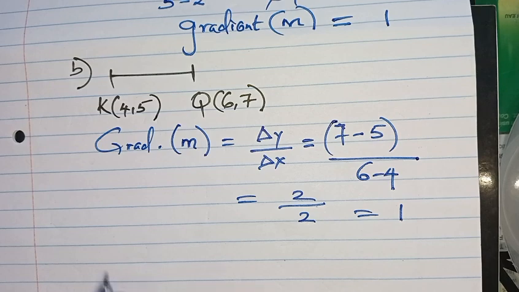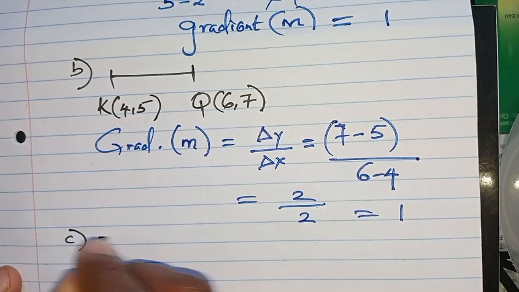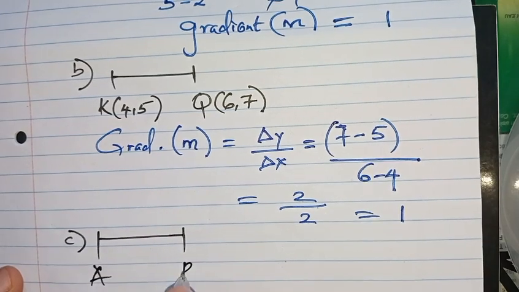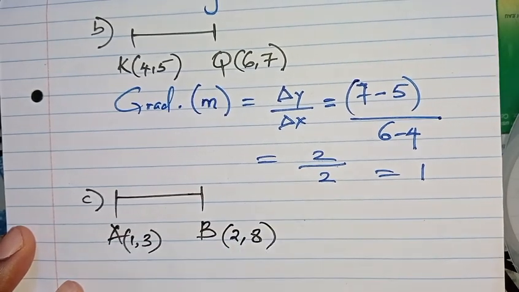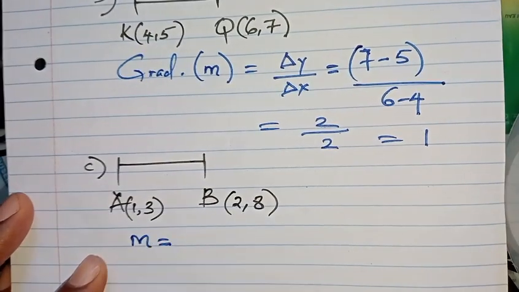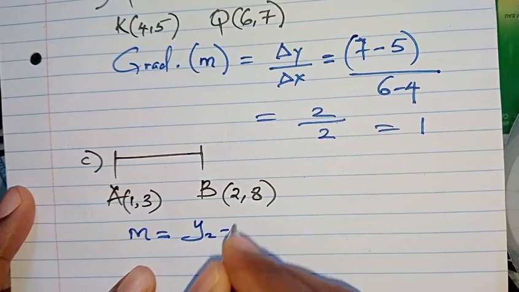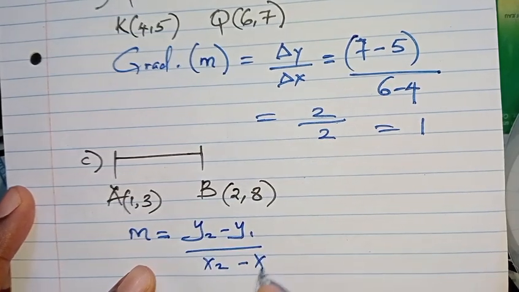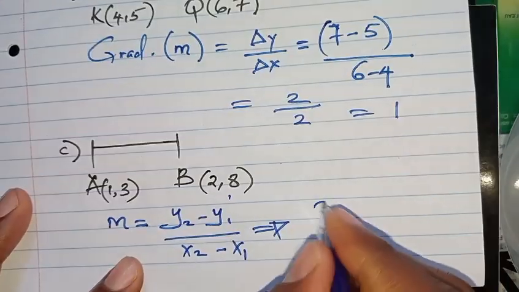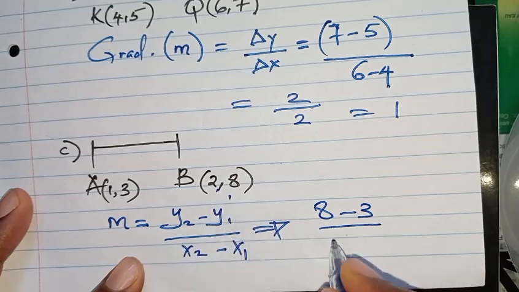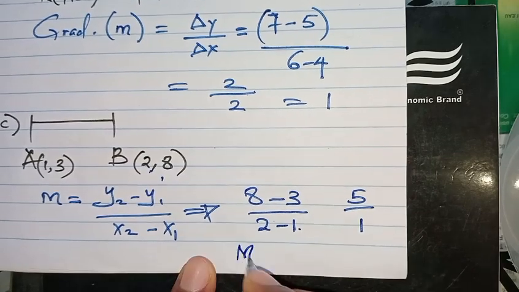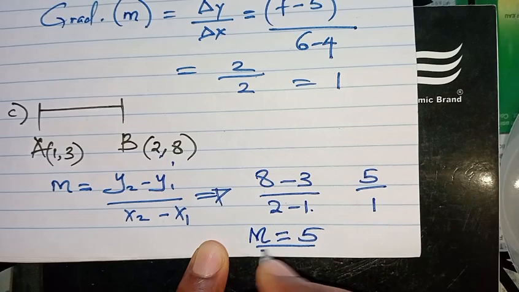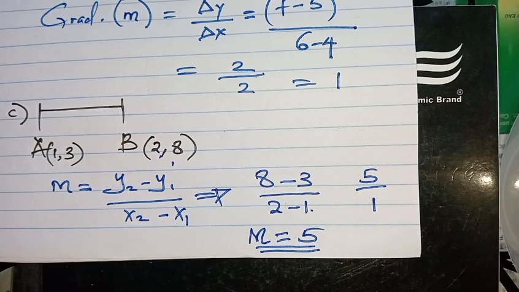The last one here, we have a line again with points A and B. The coordinates of A are (1,3). Coordinates of B are (2,8). So what we do again, for the gradient, which we are calling m, we shall say change in y, y2 minus y1 over x2 minus x1, which translates to 8 minus 3 over 2 minus 1. So the gradient is 8 minus 3, which is 5, over 2 minus 1, which is 1. So the gradient, which is m, is 5. That is simply what you do when you have two points and you're looking for the gradient of that line.